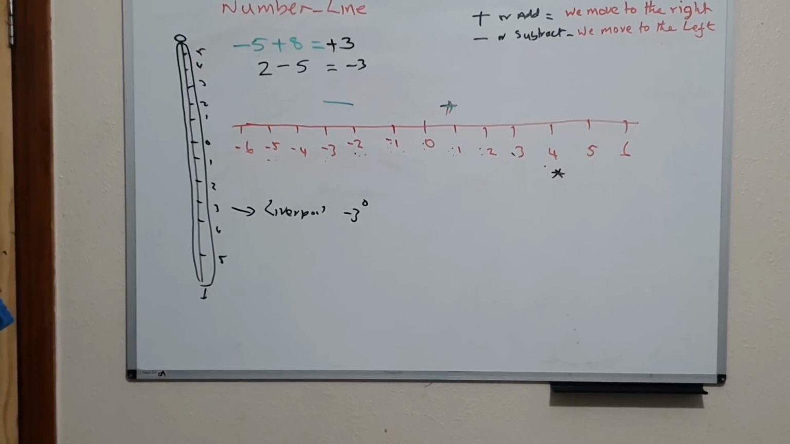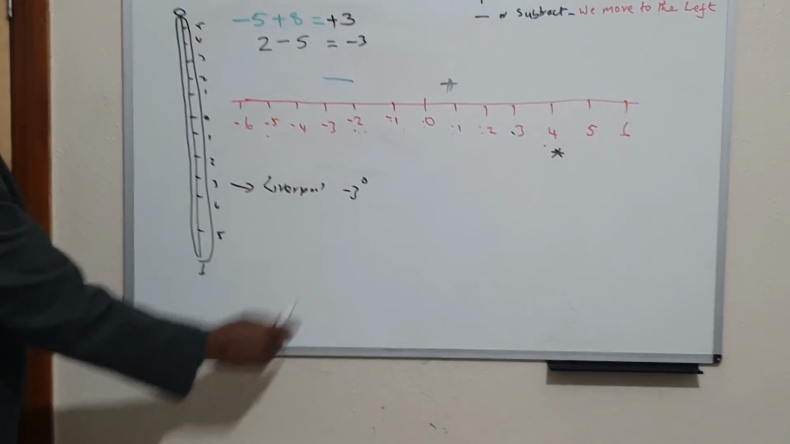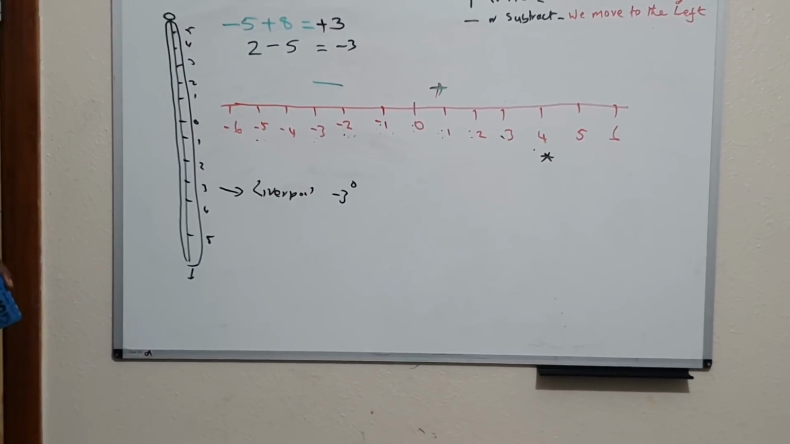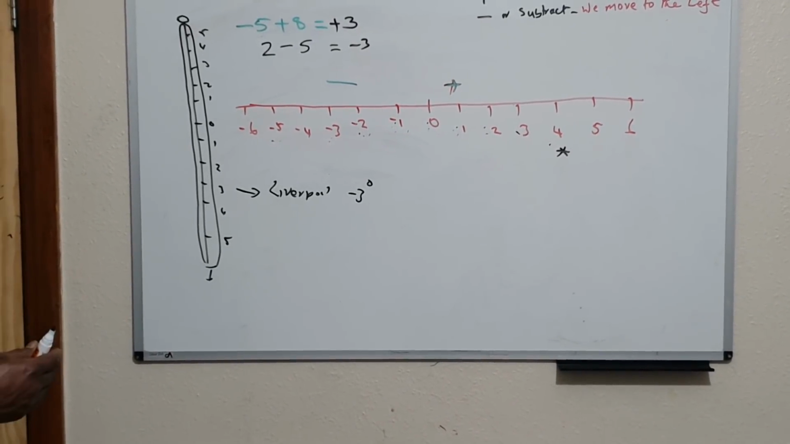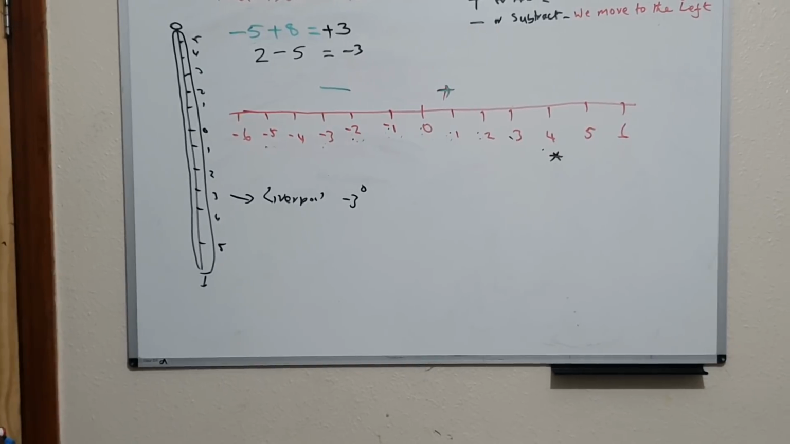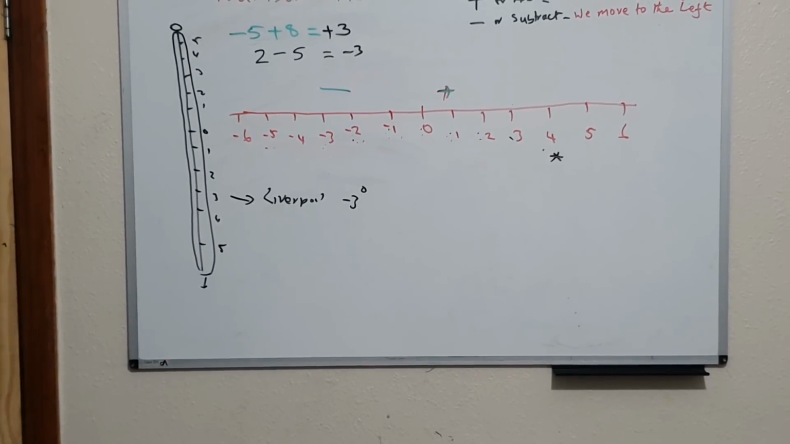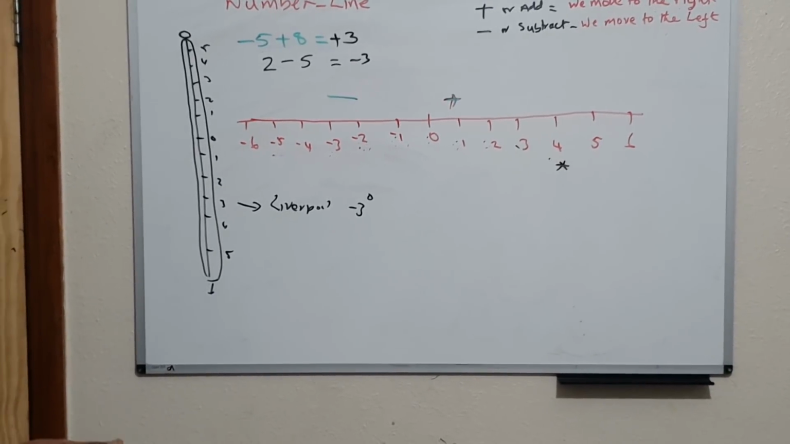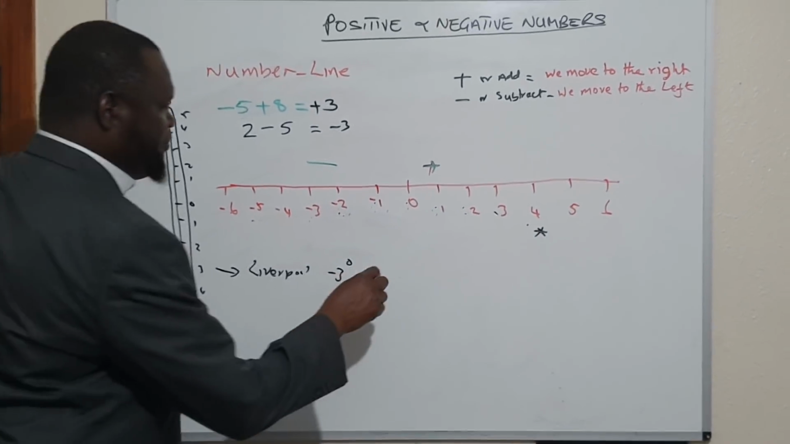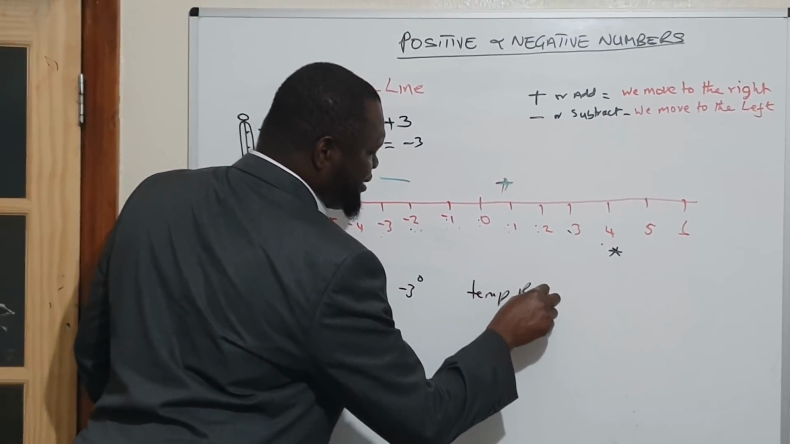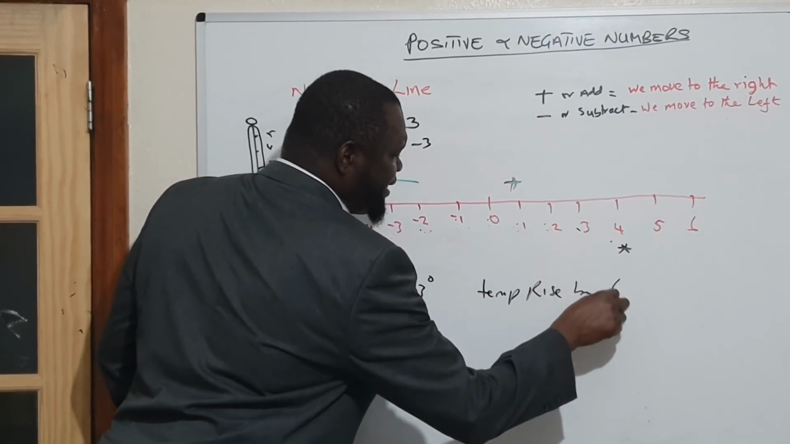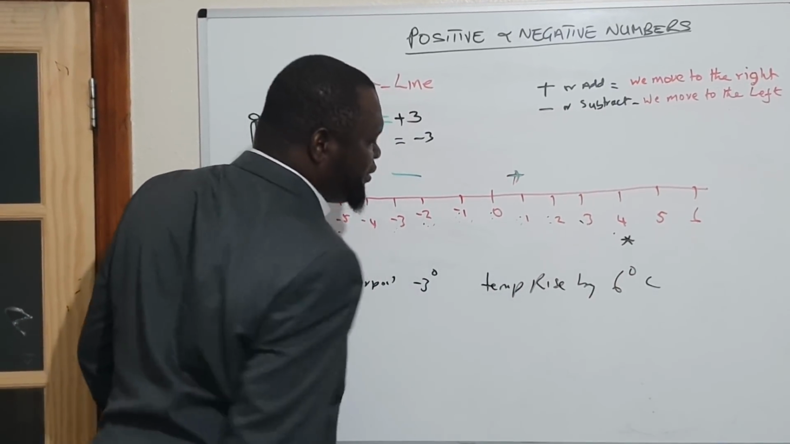The temperature in Liverpool is -3 degrees, isn't it? Okay? So, the temperature rise. When they say rise, they mean plus, isn't it? When they say temperature rise, it means plus. The temperature rise by 6 degrees centigrade.